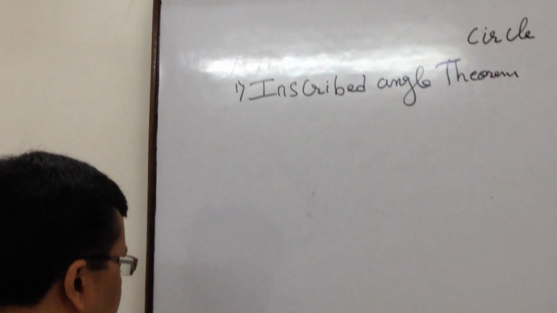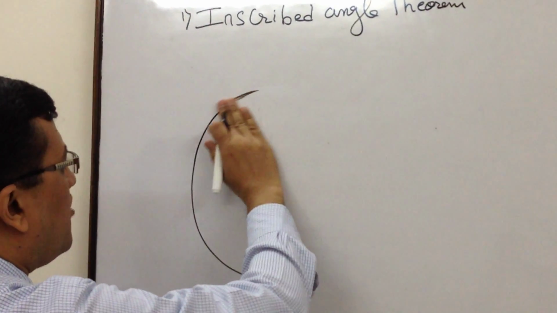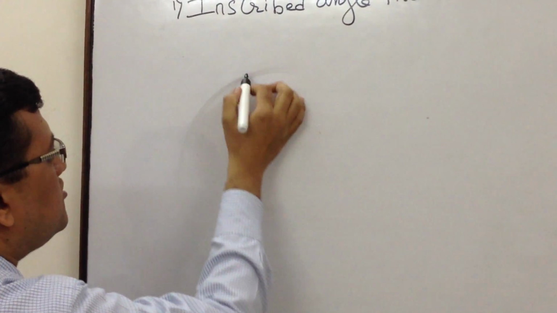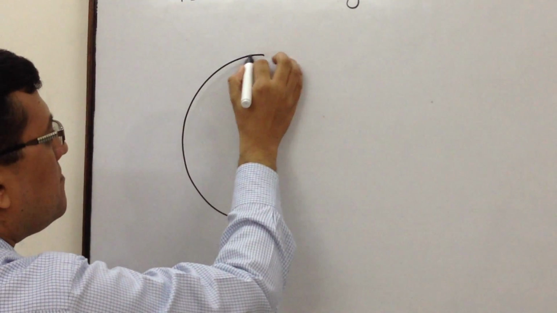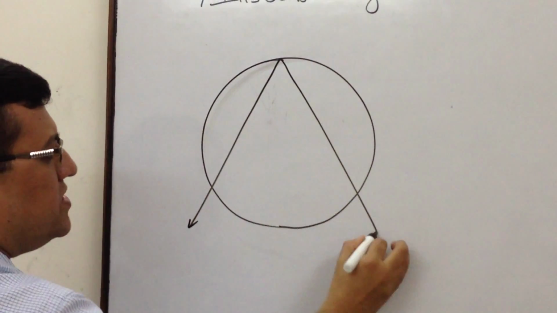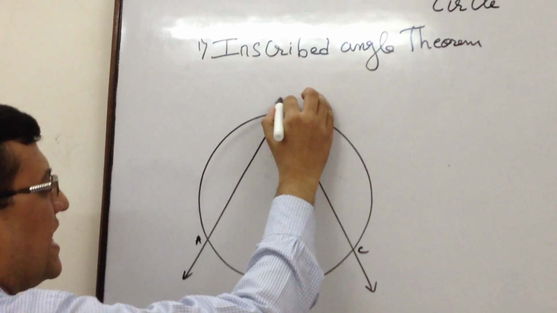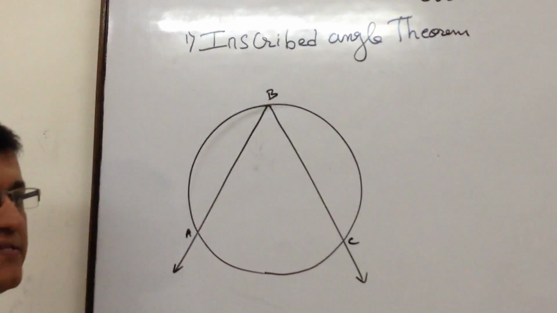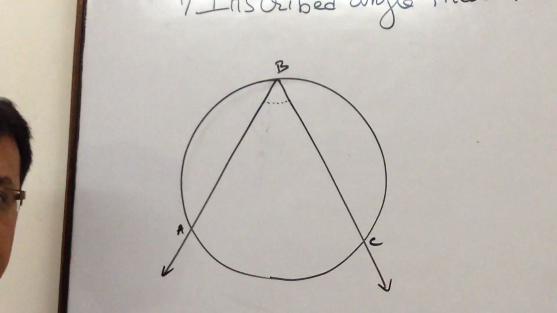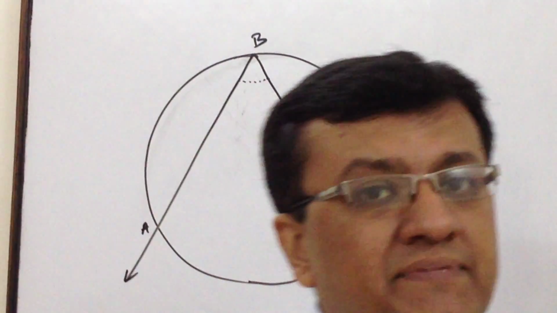Now for that, say this is the circle so formed, and the angle is formed on the circumference of the circle. The angle is angle ABC. Can we see over here, there is one angle so formed on the circumference of the circle, that is angle ABC. This angle ABC is termed as an inscribed angle.